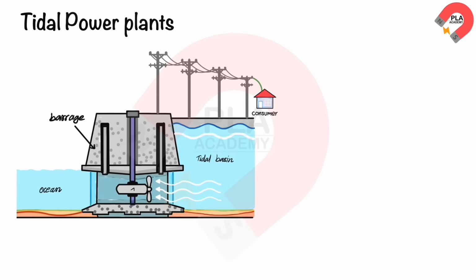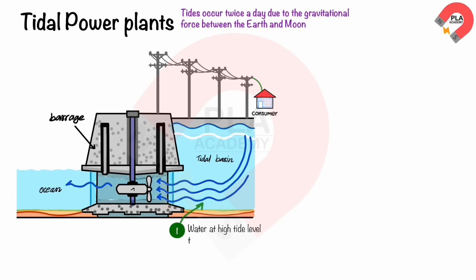Tidal power plants. Tides occur twice a day due to the gravitational attraction force between the Earth and the Moon. The water at high tide level flows to the low tide level. This converts the gravitational potential energy of the water into kinetic energy of the water.